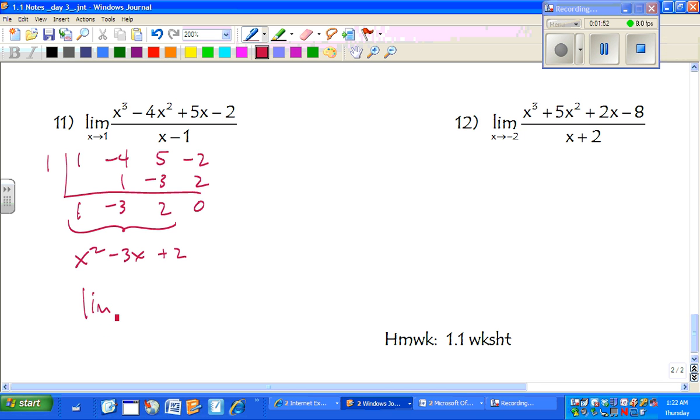So now all we're doing is looking at the limit as x approaches 1 of x squared minus 3x plus 2. Because it's going to be the same as this. The only difference is there's going to be a hole when x is 1. So we put 1 in there. 1 squared minus 3 times 1 plus 2. And we get 0.